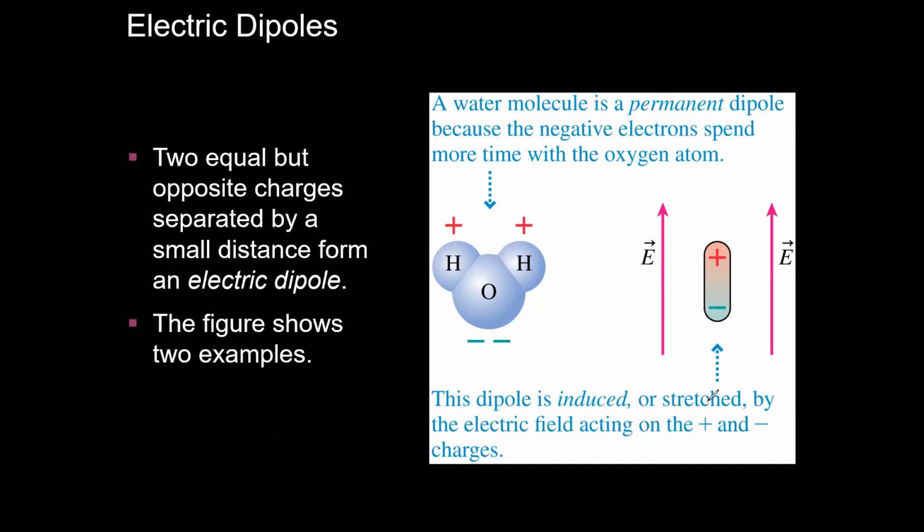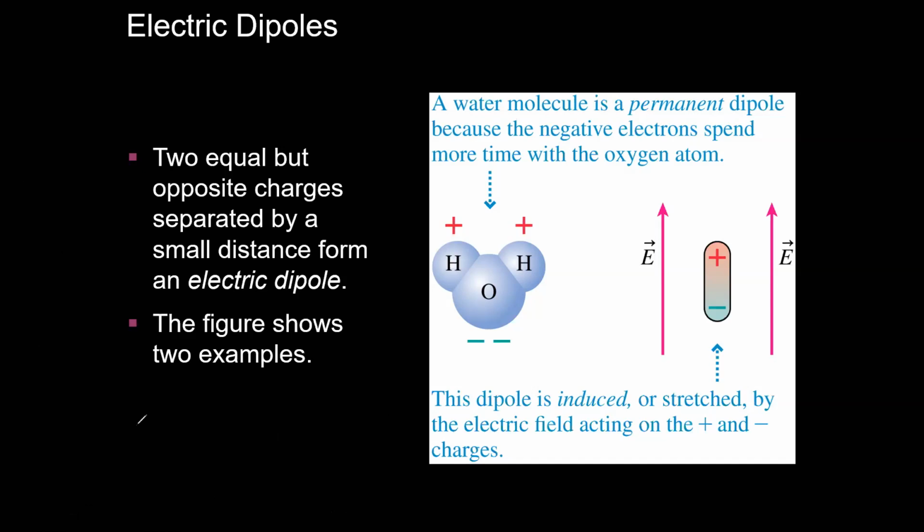So by itself, it doesn't seem very interesting, but it turns out that most molecules can be modeled as an electric dipole. So we have a water molecule right here. A water molecule right here can be modeled very well as an electric dipole, right?